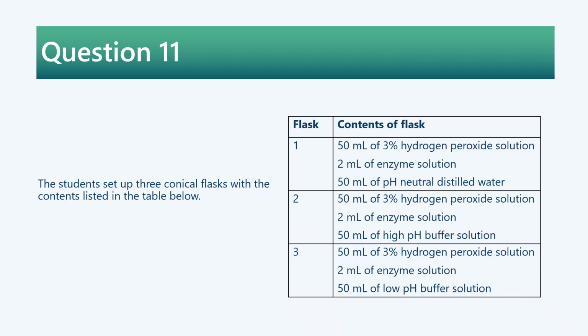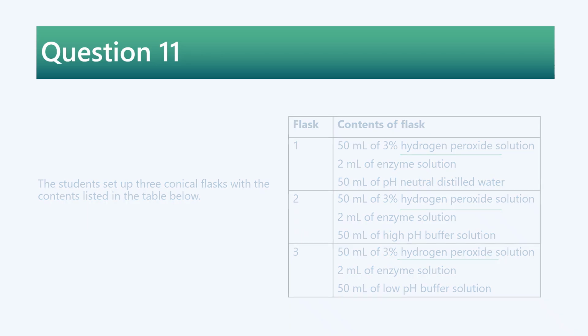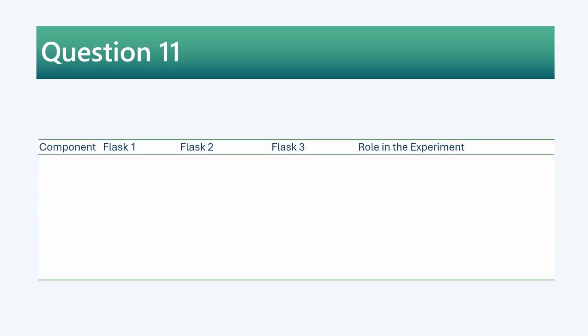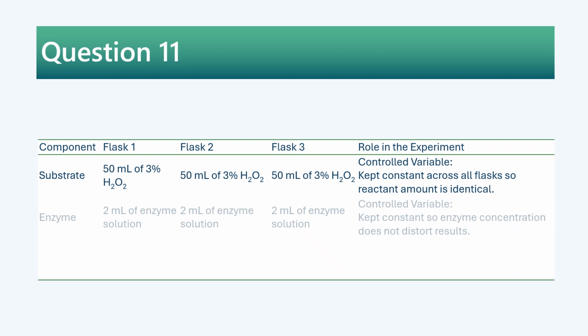The original table compares 3 distinct experimental groups, Flask 1, Flask 2, and Flask 3, to test how different pH environments affect the enzyme's ability to catalyze the breakdown of hydrogen peroxide. By converting this into a variable analysis, we see that all flasks contain the exact same type, volume, and concentration of both substrate and enzyme.